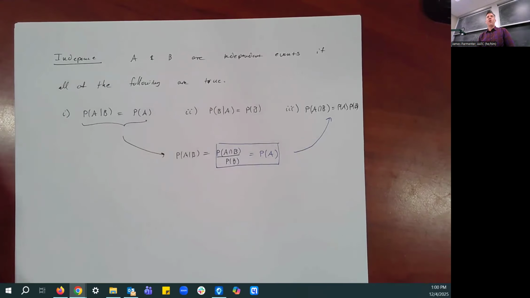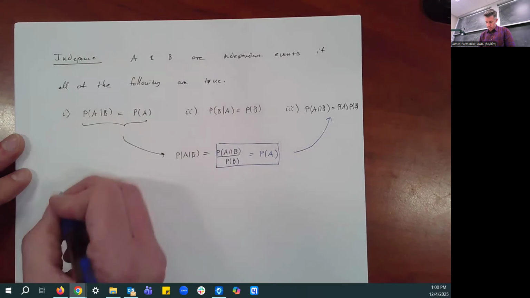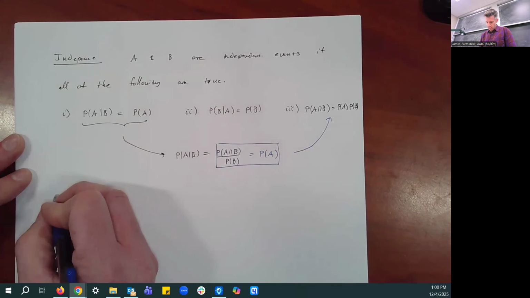I will also point out this is very, very not the same as two events being mutually exclusive or disjoint. So just as a reminder, disjoint.